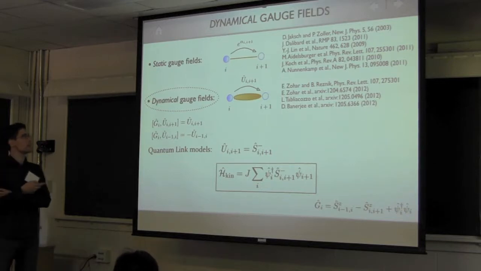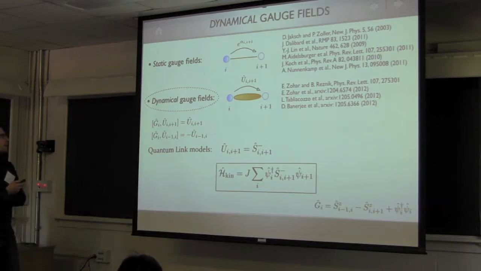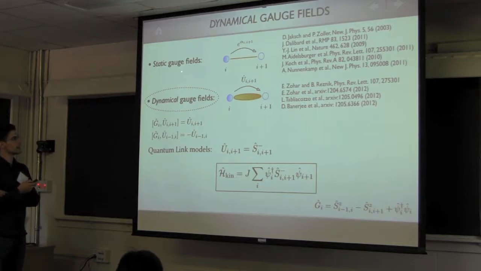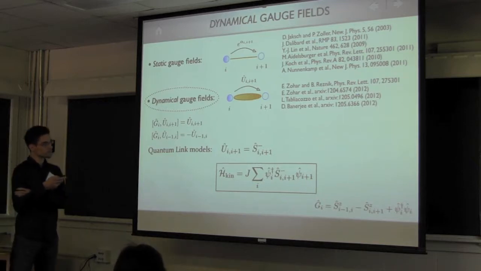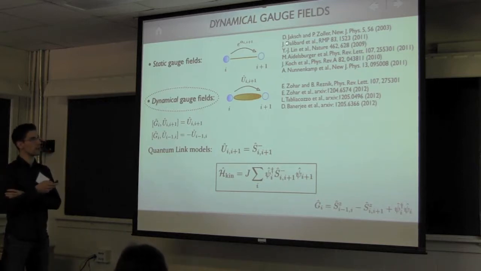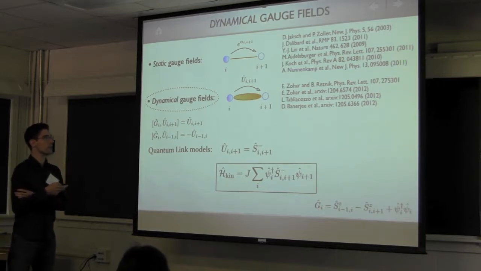So within gauge invariance, there can be two types. A static gauge invariance, what it means is that when I hop from side to side, I have to also pick a phase in such a way that the Hamiltonian remains gauge invariant, but this phase is a C number. This type of gauge invariance has been considered in a number of papers recently, both with atoms as well as some proposals with superconducting qubits.